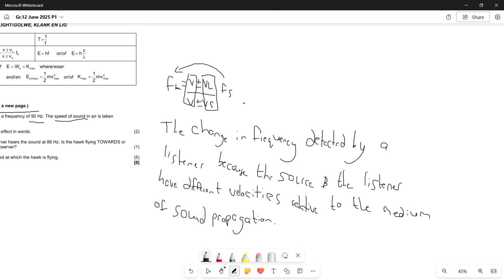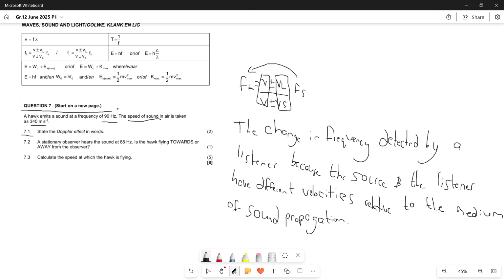and the speed of sound through that medium. So all this means is that because two different objects are moving relative to each other, the frequency experienced by the listener might be more or less than the source. So for this example, we have a hawk emitting a frequency, but if it is flying towards us, we will hear a higher pitch, like an ambulance if it is driving towards you. But if it is flying away from us, it might be emitting a frequency of 90 hertz, but we will hear it as a lower frequency because it is flying away from us.